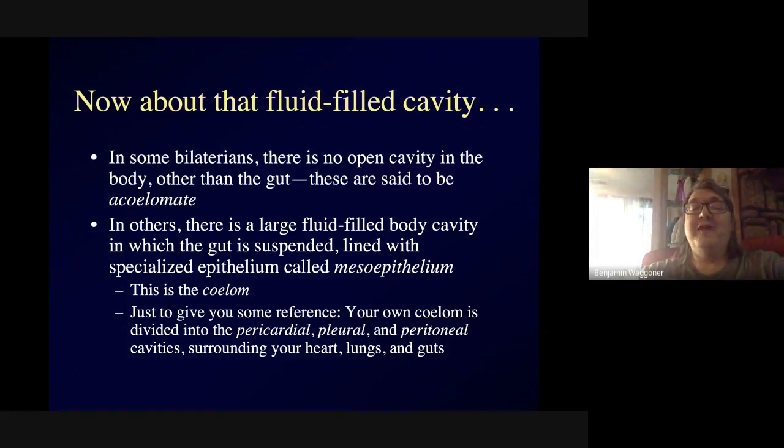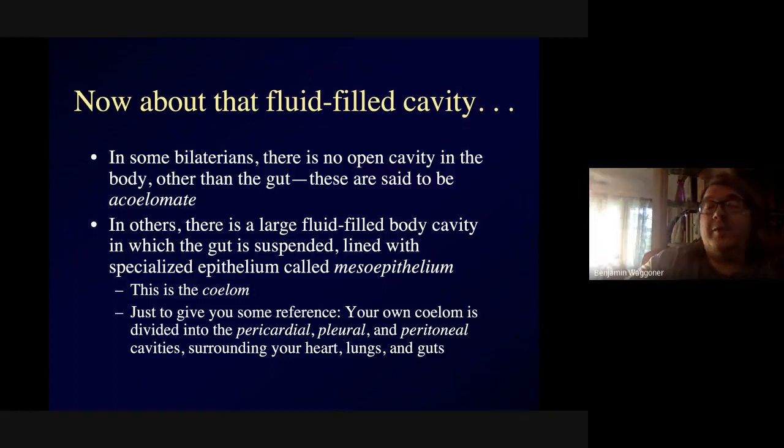Your coelom is divided into 3 different spaces: the pericardial cavity is the open space around your heart. The pleural cavity is the space around your lungs, and the peritoneal cavity is the space around your guts. Your intestines are in your peritoneal cavity, and mesoepithelium makes up structures called the mesenteries, this kind of tissue webbing that holds your guts in place.